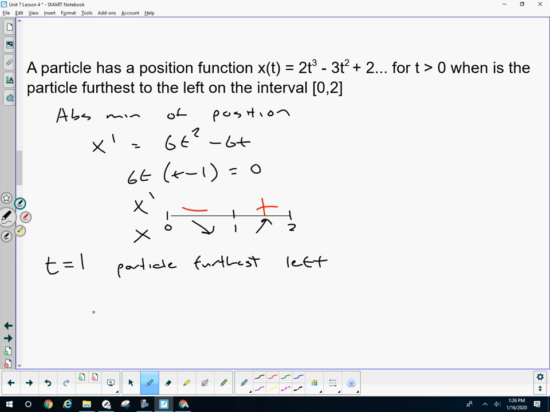But we could actually find this position value by plugging in 1 into x: 2 minus 3 plus 2 is 1. Negative 1 plus 2, yep. What is my particle furthest right?